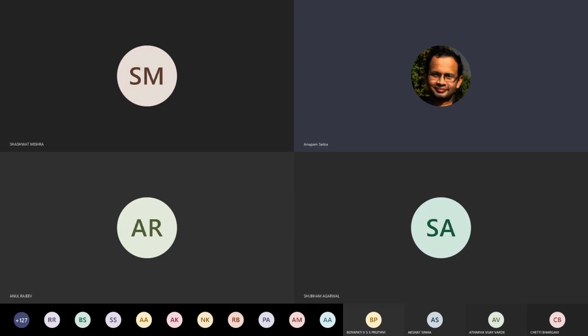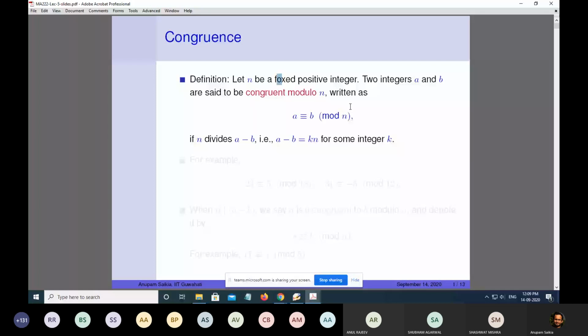Congruence is a very important property which also has applications. For example, in the RSA cryptosystem, we need congruence. And even in group theory, which we are going to discuss later, or ring theory, congruence will actually give us lots and lots of examples. So it has both theoretical and practical applications.